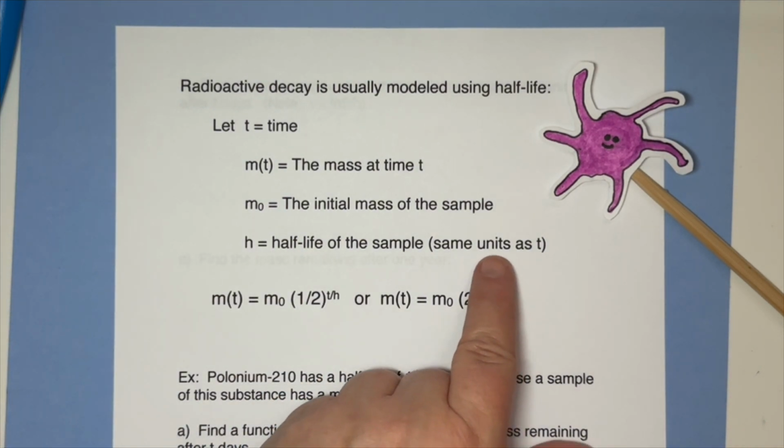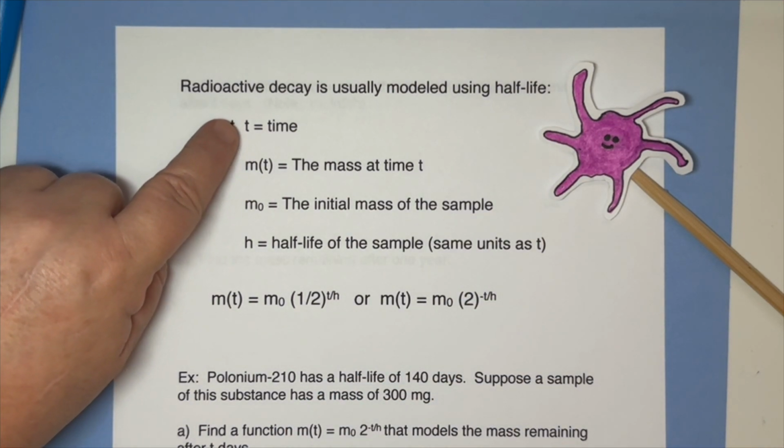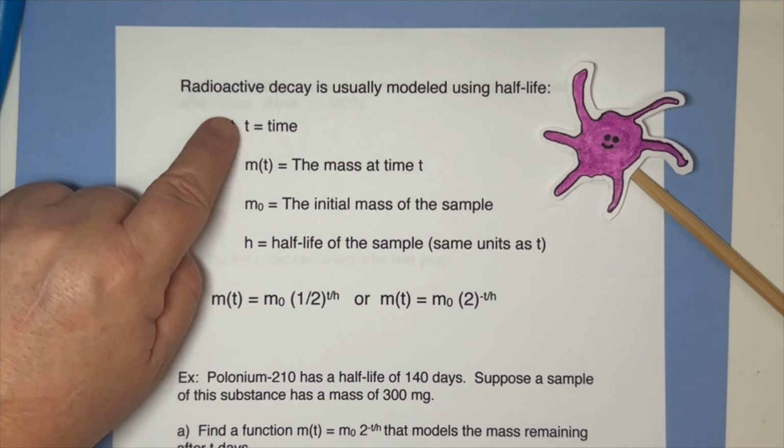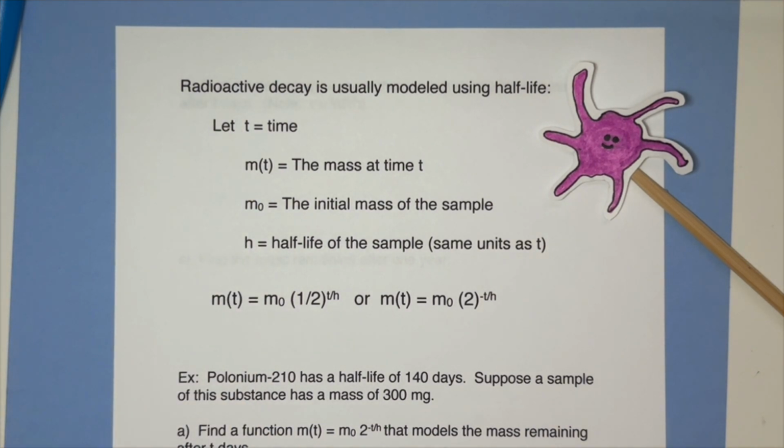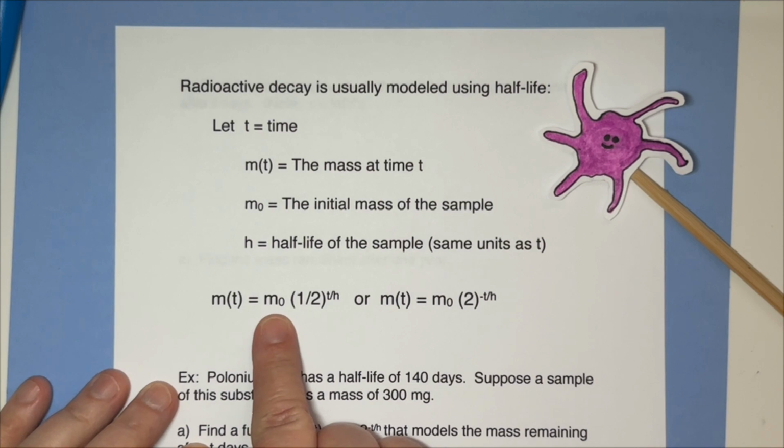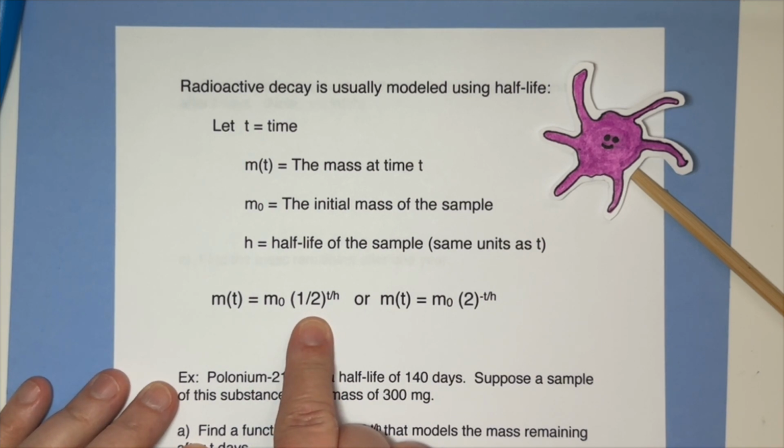And we need to make sure that h agrees with time. So if we're measuring time in days, the half-life is in days. If time is in years, the half-life is in years. They have to agree. Okay, so we've got 2 ways to look at it. At first, this can seem really confusing, but we're just using the rules of exponents. So we take the initial mass times 1/2, because instead of doubling, it's shrinking by 1/2. And then we do t divided by h, which looks a lot like the doubling time formula.